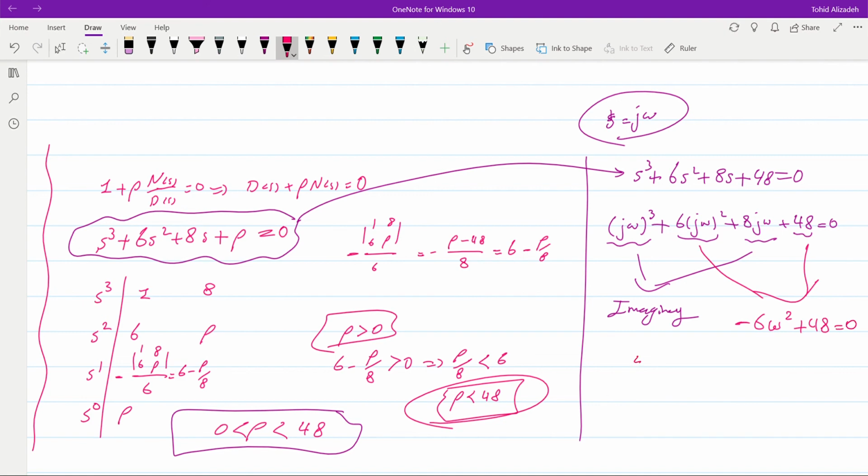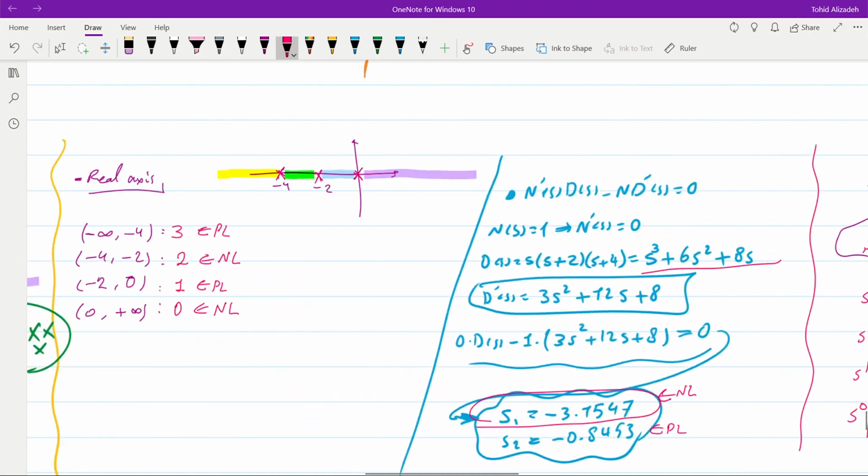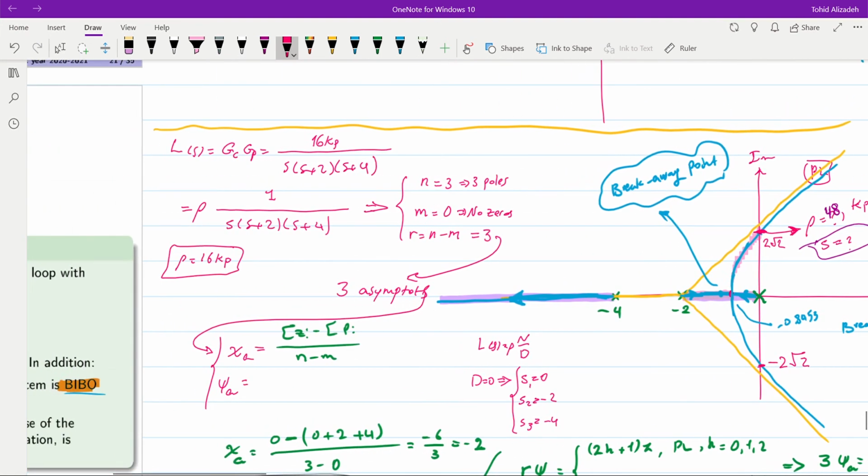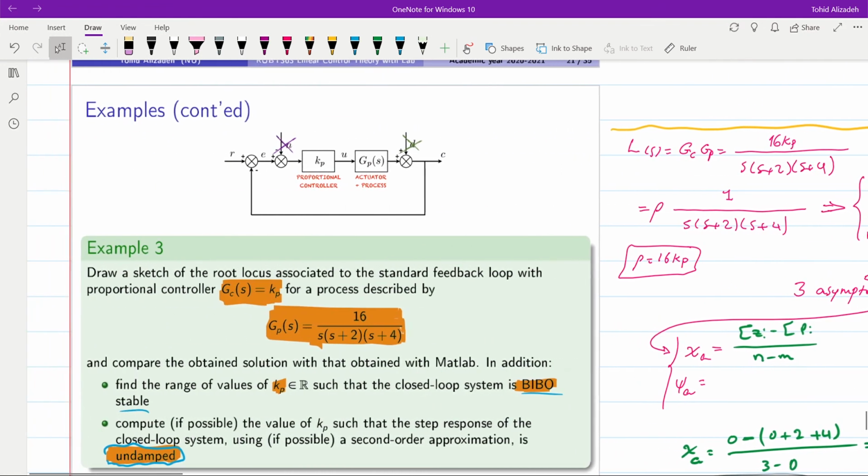So we'll have 48 equal to 6 times omega squared. This is 8, so omega will be equal to square root of 8, or 2 times square root of 2. And that means that the value on the imaginary axis where the crossing happens is equal to 2 square root of 2 and minus 2 square root of 2, because we have it symmetric with respect to the real axis.